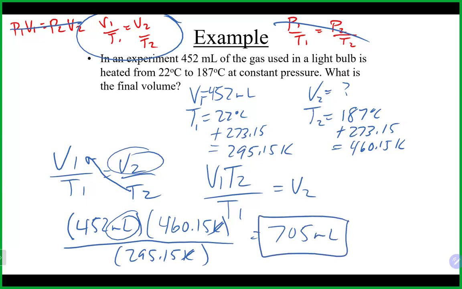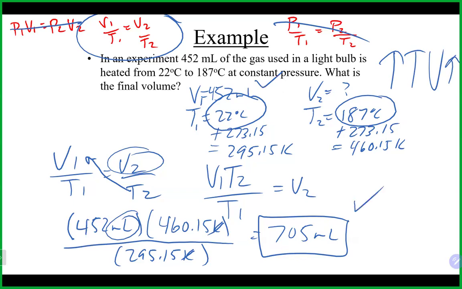Any questions on that one? Once again, we can look at what's happening here to make sure it makes sense. Temperature went up, which means our volume should also go up. It went from 452 to about 700. So again, it went in the correct direction. Any questions on that calculation?